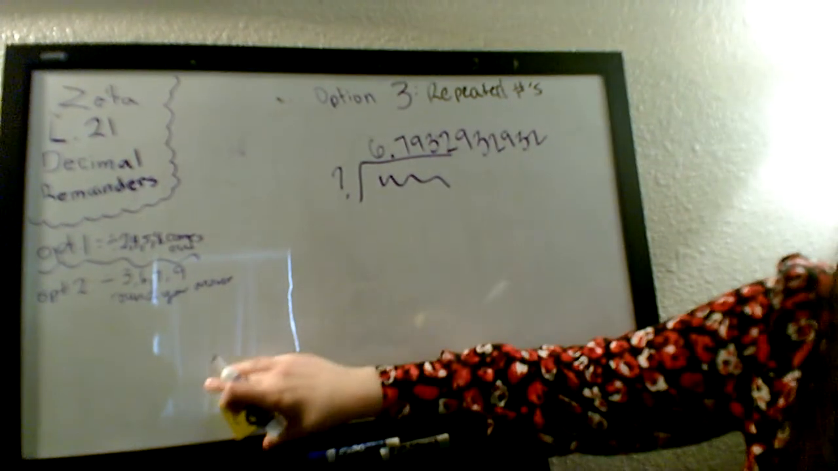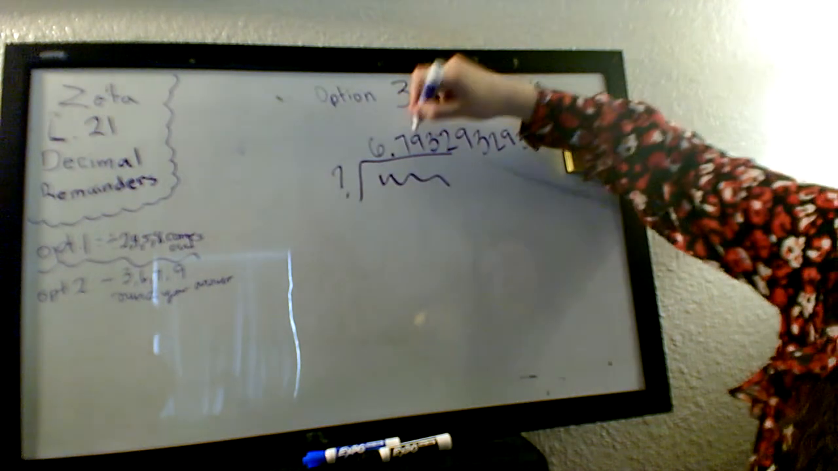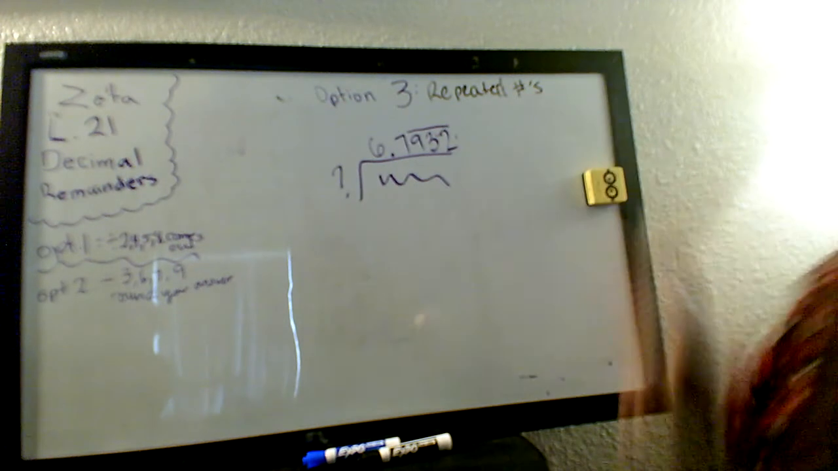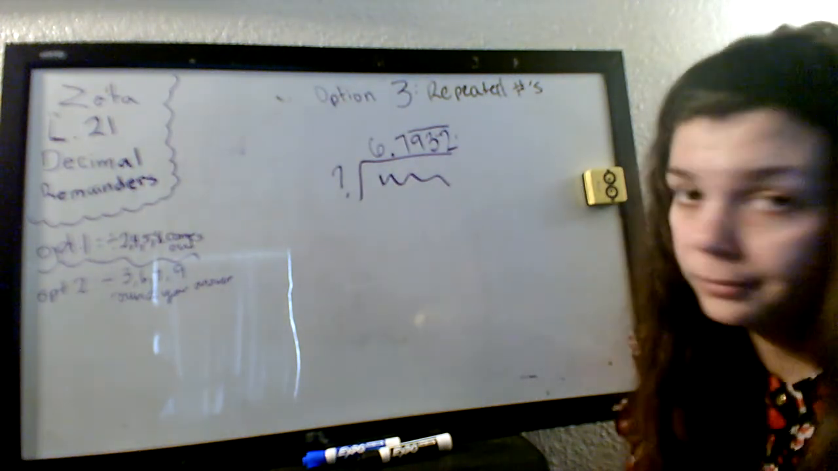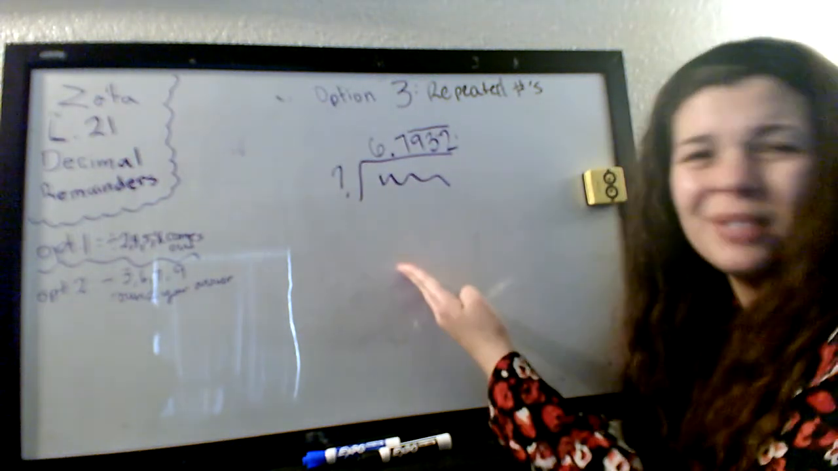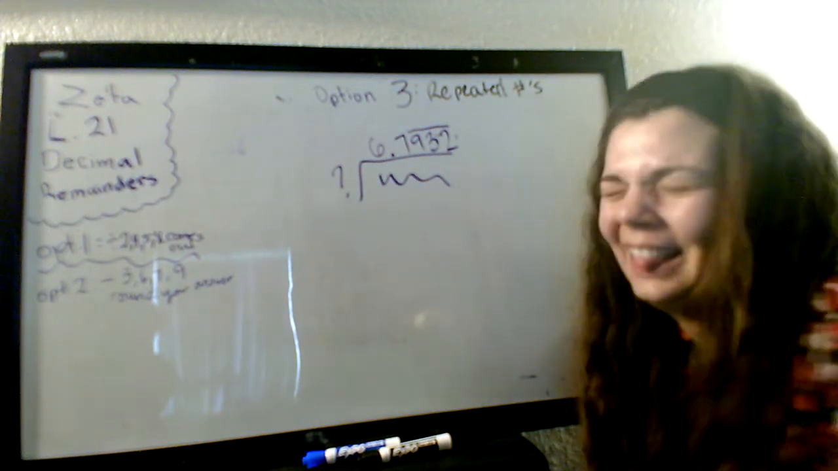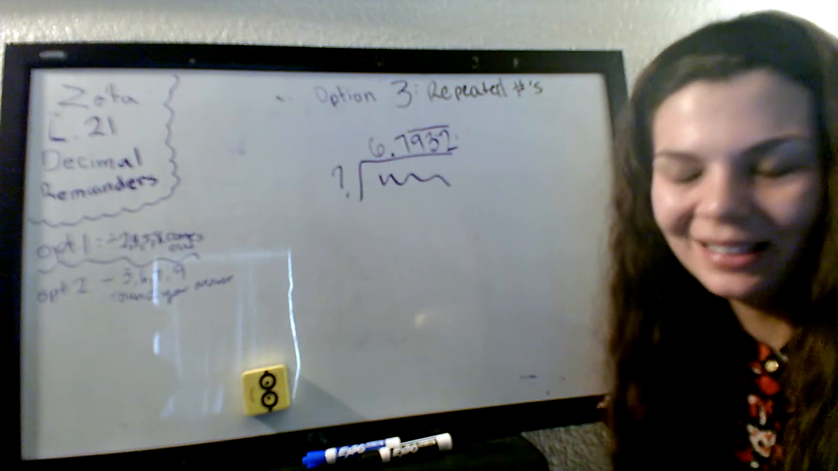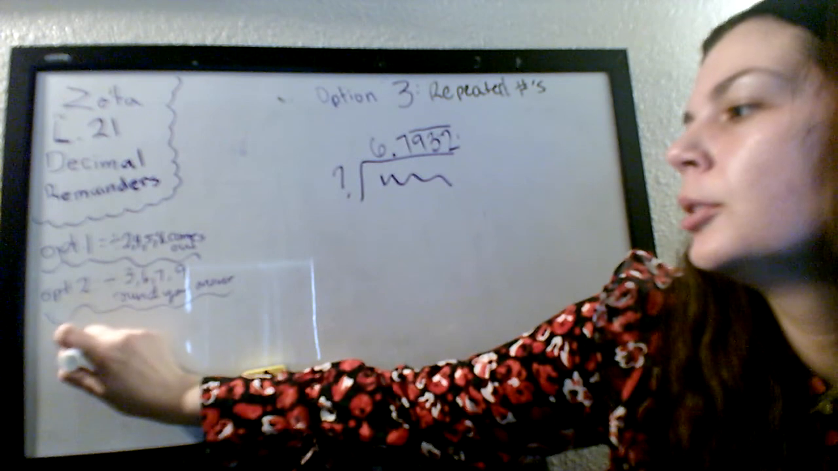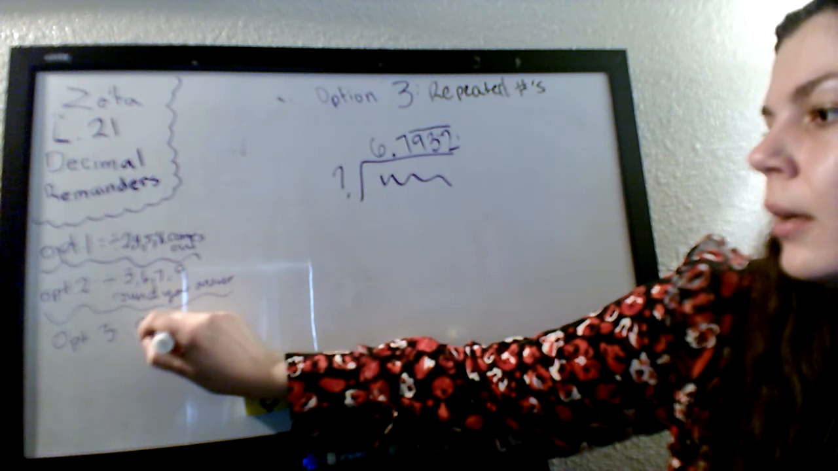So I look at this and I think, okay, 7, 932, 932, 932. That means my 932 will be repeating. Would I put the line over my 7 or my 6? Nope, I would only put it over the numbers that are repeating. In this example, I'm just telling you that you can have multiple numbers repeating, okay? So option 3, let's see here, option 3 is repeated numbers.